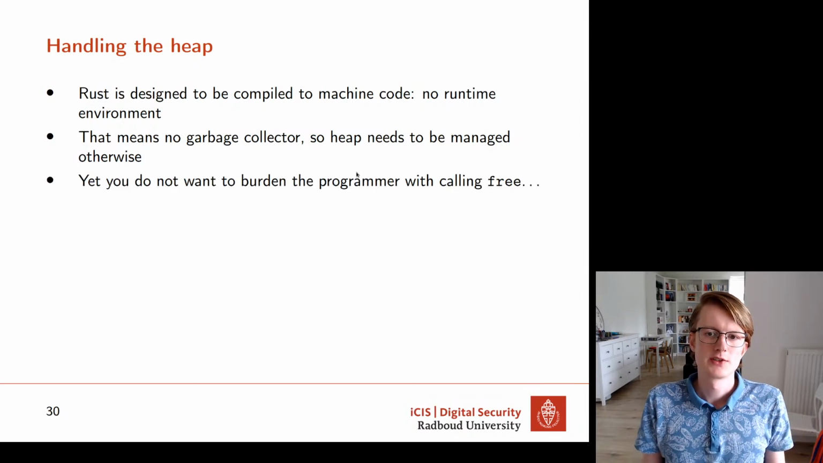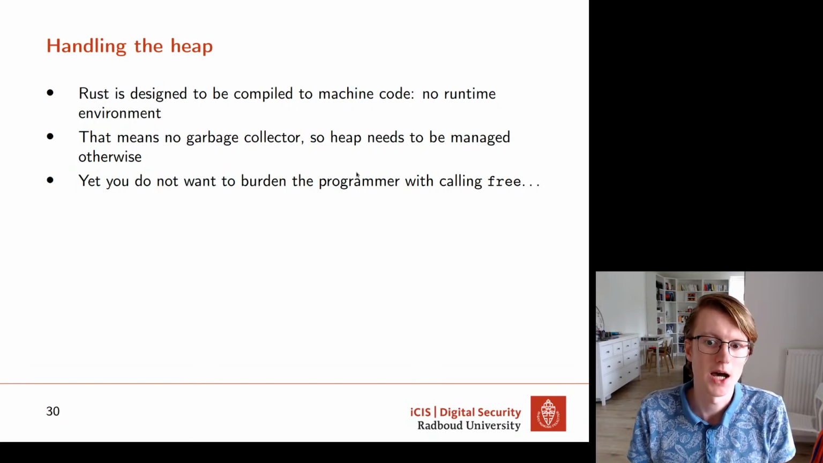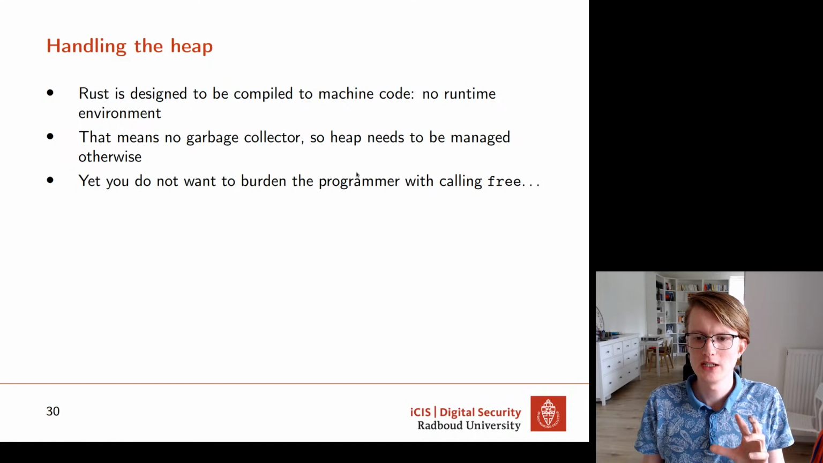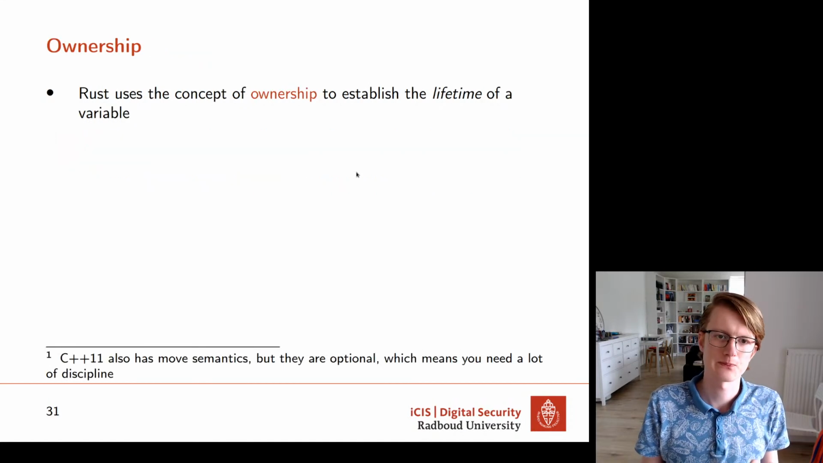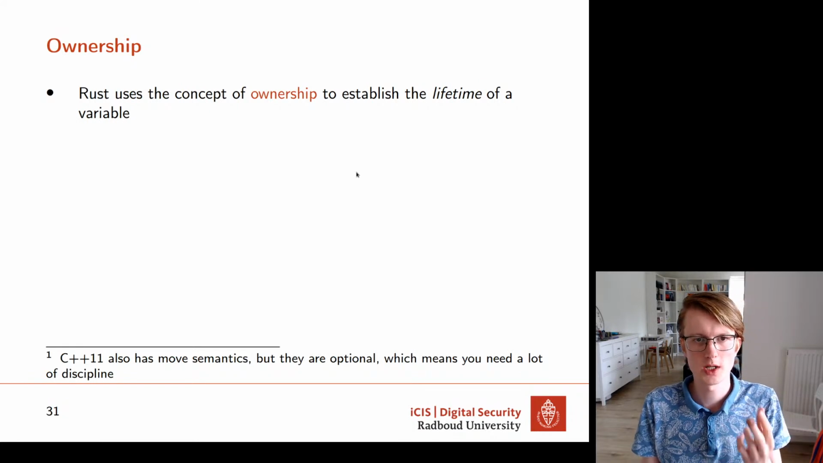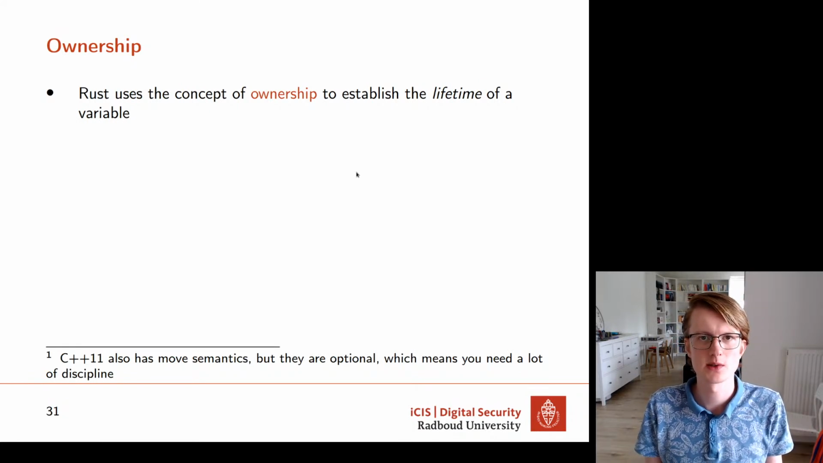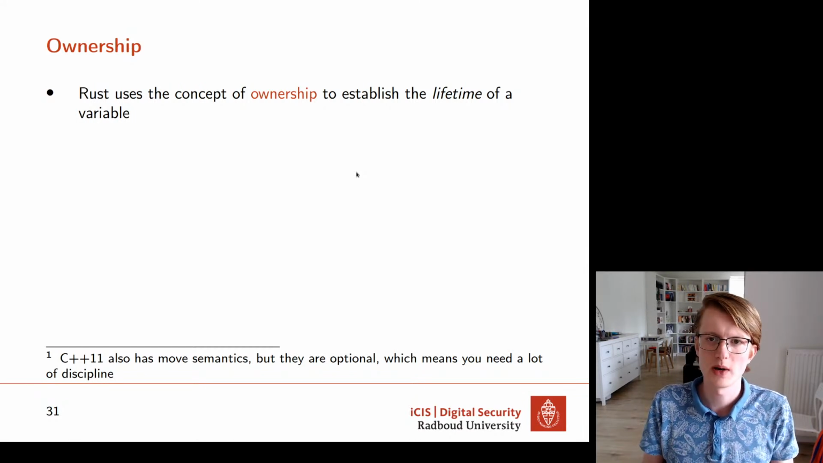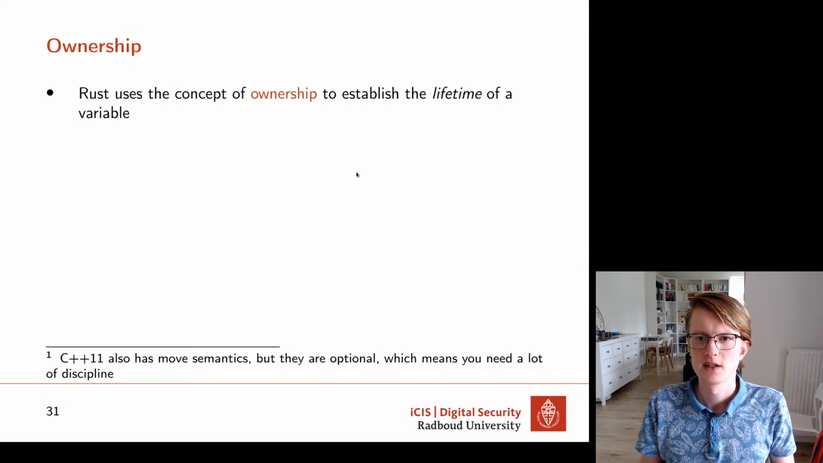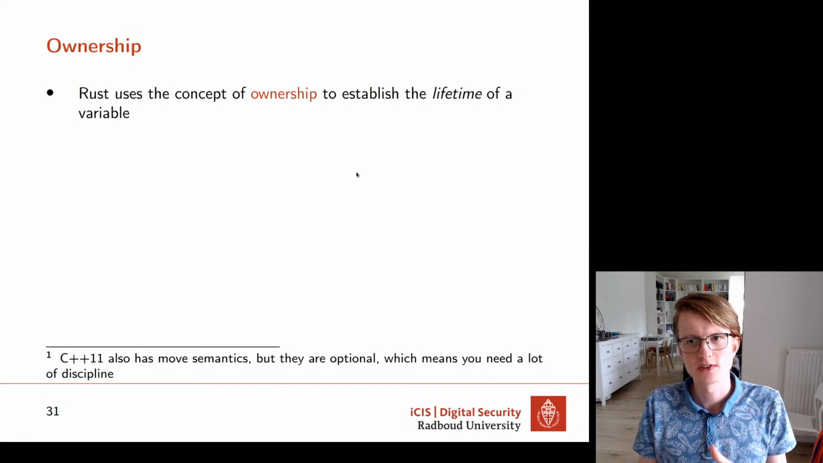And yet you do not want to burden the programmer with calling free, also because they will just mess it up. So you need to be doing something that is a little bit smarter. And what Rust uses is the concept of ownership. It's one of those newer ideas in compiler design, and they use that also to establish how long a variable lives.